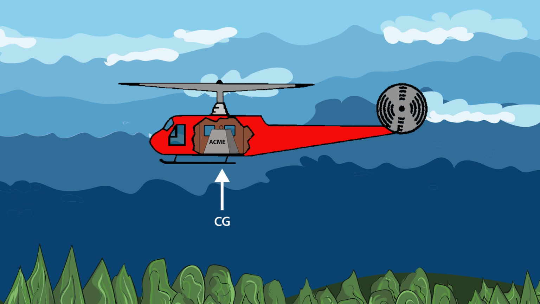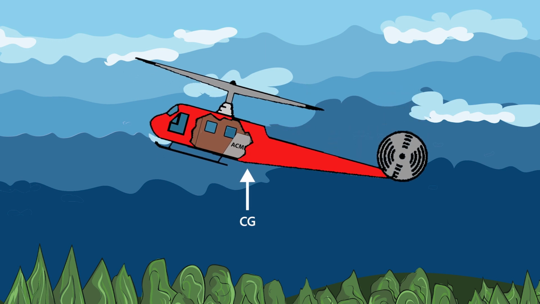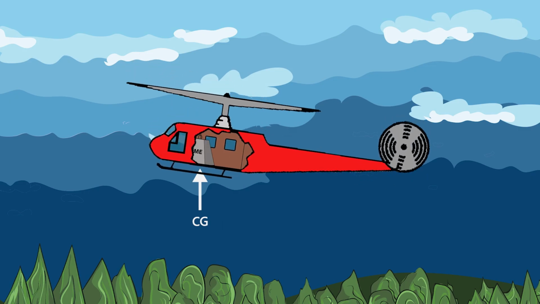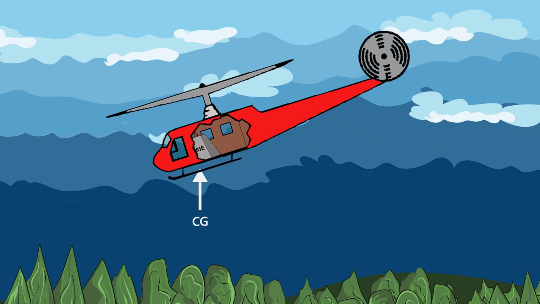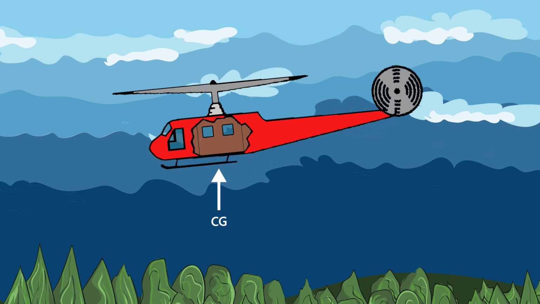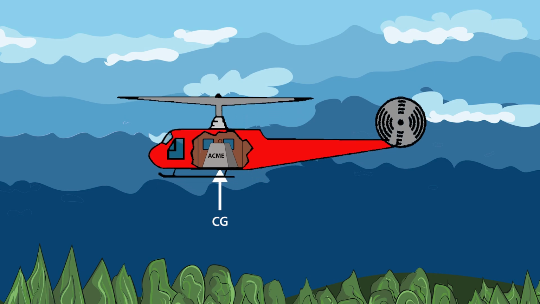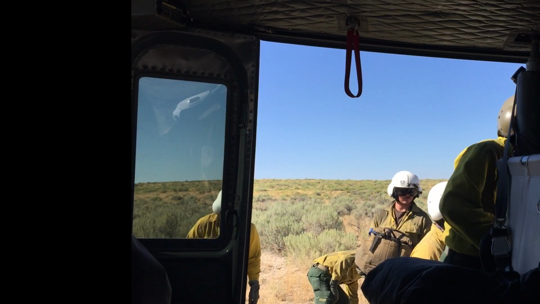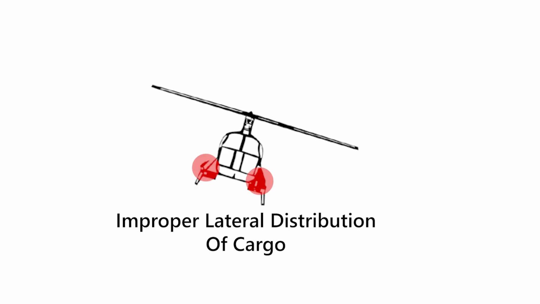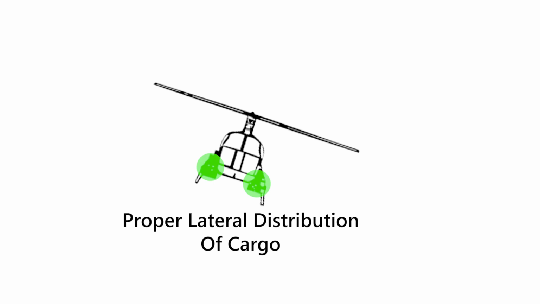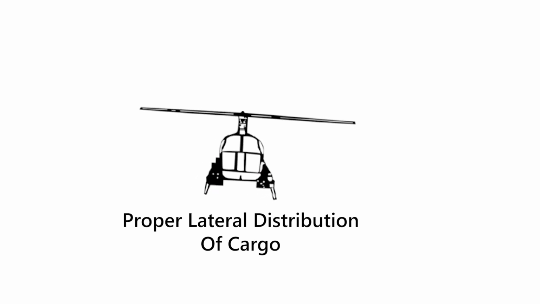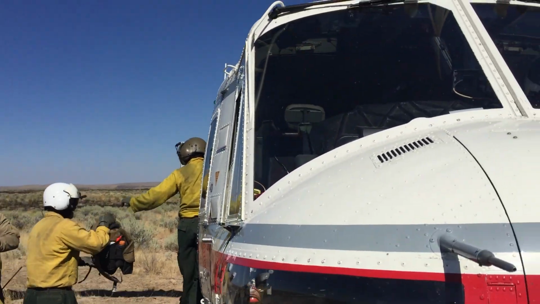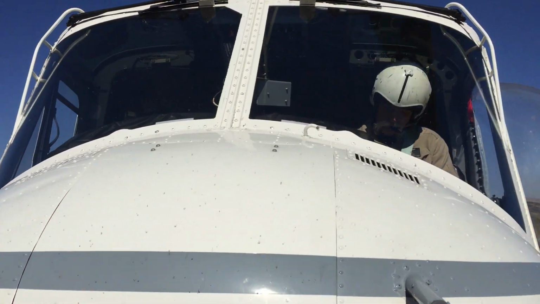If the CG is too far to the rear or aft, the helicopter flies with a nose-up attitude. If the CG is too far forward, then the nose tilts down. In either case, controlled movements are difficult, and maneuverability is decreased. The same is true for lateral CG, or side-to-side loading. All weight should be evenly distributed. If in doubt, ask the pilot where to sit or place and secure all cargo.